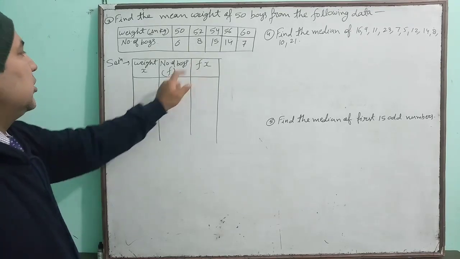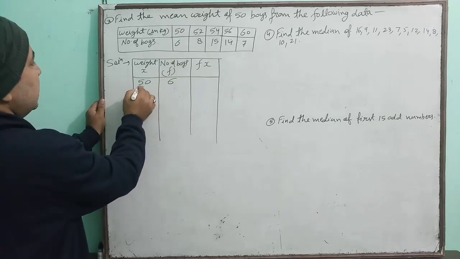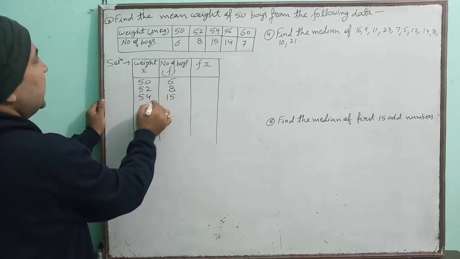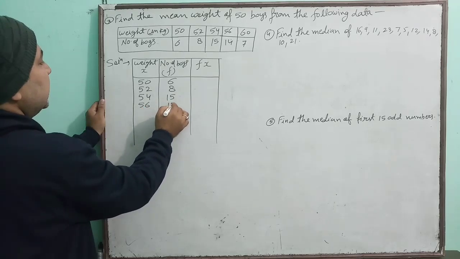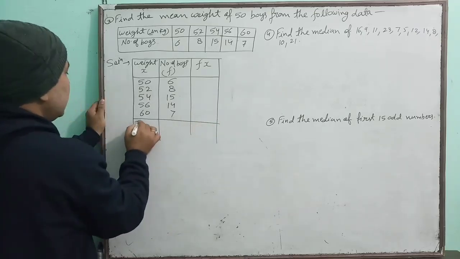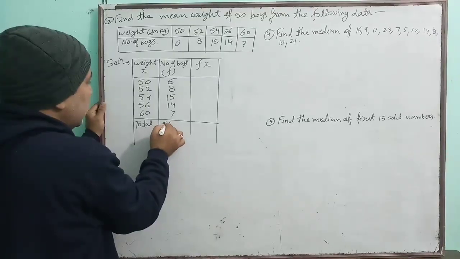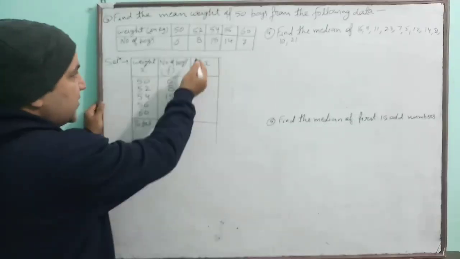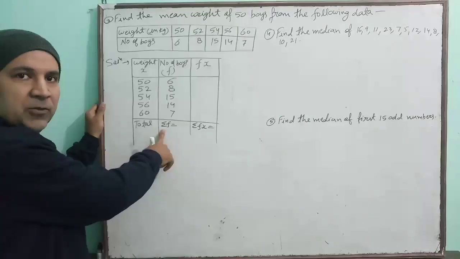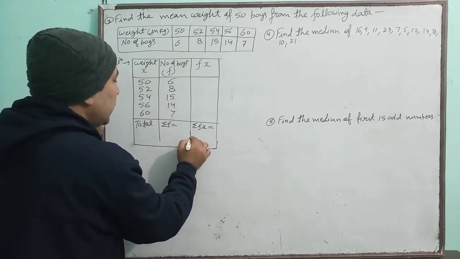Now note down, when the weight is 50 kg, number of boys is 6, weight is 52, then 8, 54, then 15, 56, then 14, when 60, then 7, and at the last you will make the row for total. The sum of these will be denoted by sigma f and the sum of these by sigma fx. This is the symbol sigma which denotes the total.